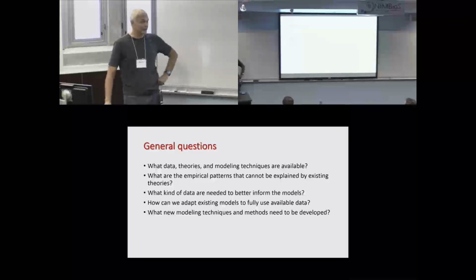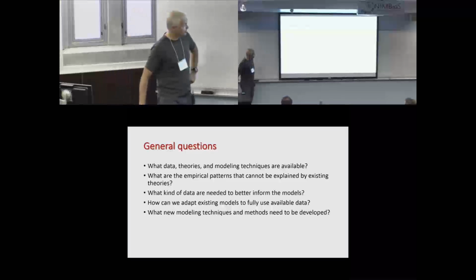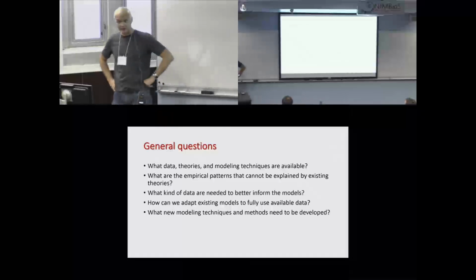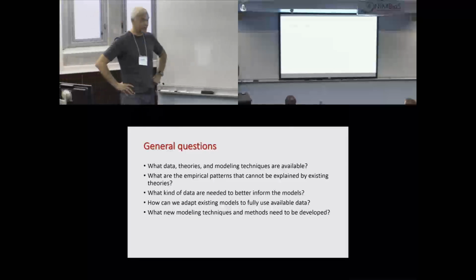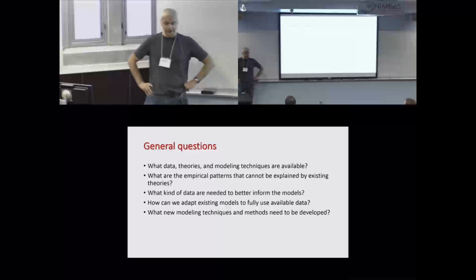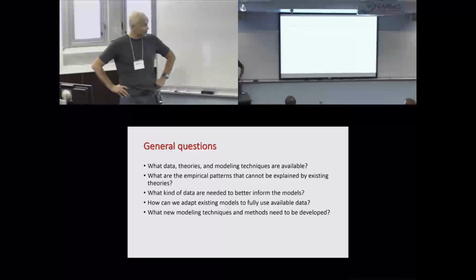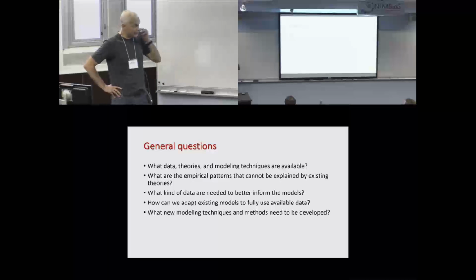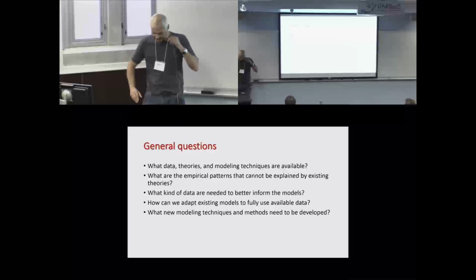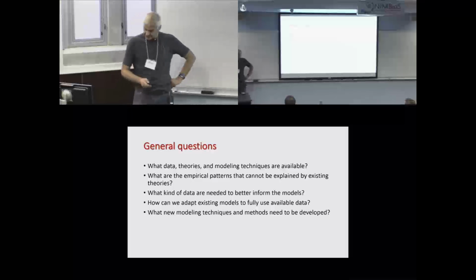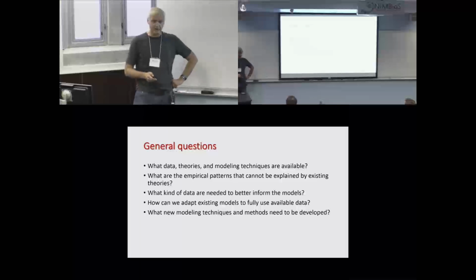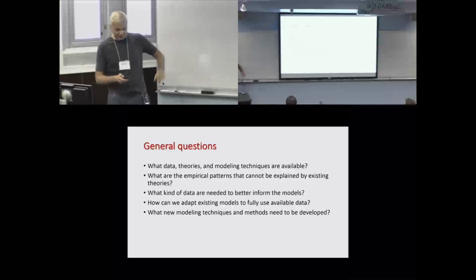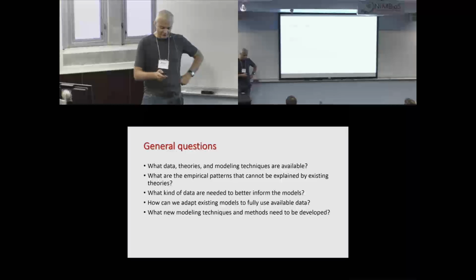We also listed a number of questions that we'd like participants to pay some attention to. What data, theory, and models are available? What are empirical patterns that cannot be explained by existing theories or existing models? What kind of data do we need? What kind of models do we need? And what new modeling techniques can be or are desired? So mathematical modeling is an important component of that vision.